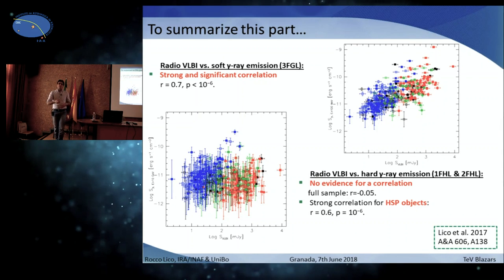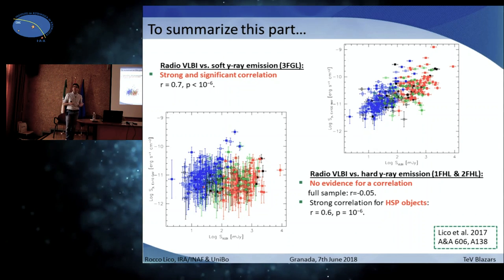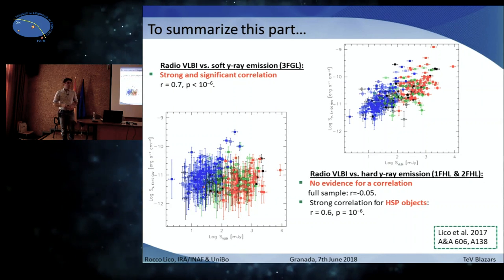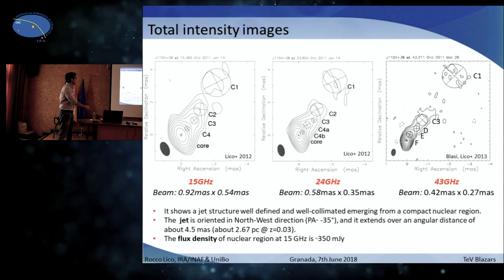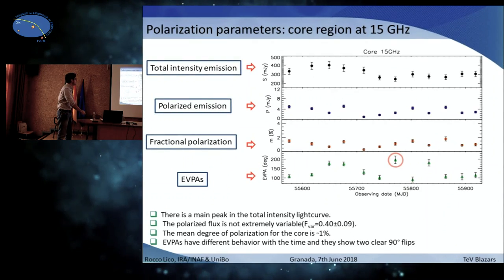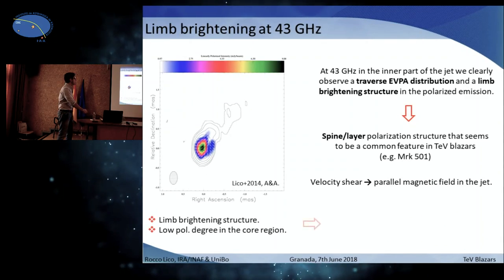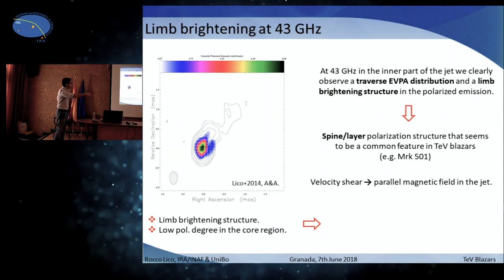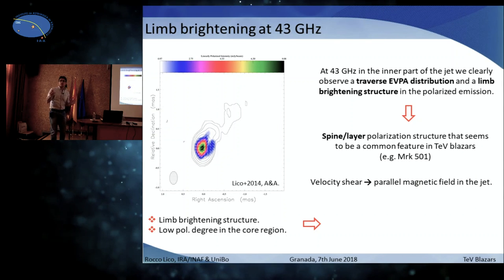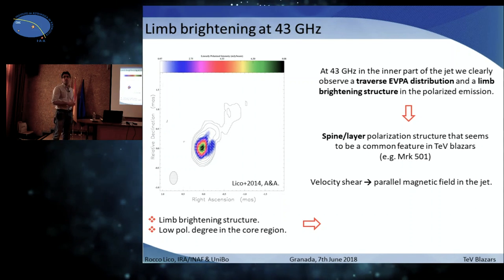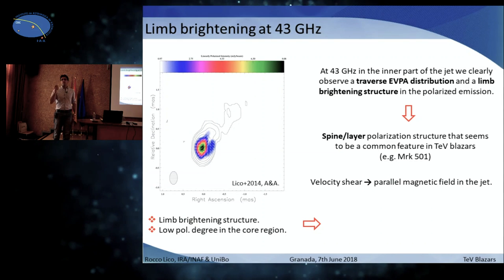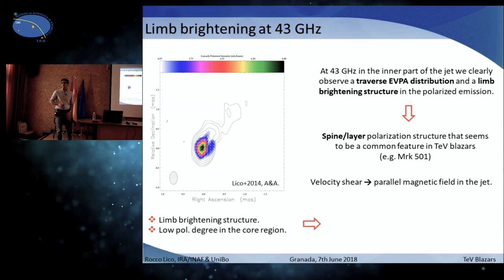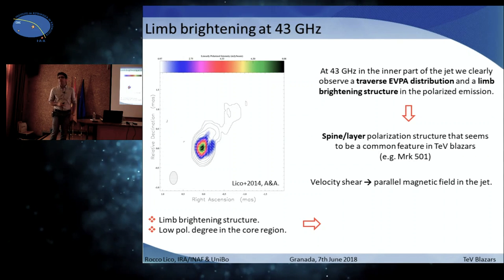I think it's not intrinsic, because limb brightening is also observed in low synchrotron peaked blazars, so I think Jose can confirm this. I also have some images just to show. Okay, this is one LSP source. This is a limb brightening that we observe both in total intensity and also in polarized emission, and also a transverse structure of the EVPAs. But I think it's not just an intrinsic property, it's just most commonly observed in HSPs. It's a question of having a feature more or less common, no? Yeah.